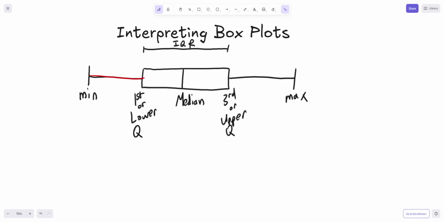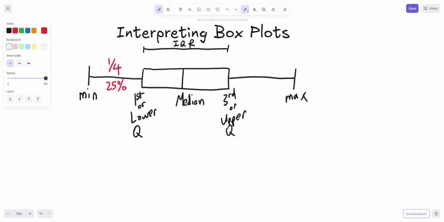Now, no matter how long or how short each section is, it's always going to represent 1/4 of your data, or 25% of your data, right? This is 1/4 right here, this is 1/4 right here, and this is 1/4 right here. Do not get confused by how wide or narrow they are. Just know that every chunk of your box plot represents 1/4 of your data, right?